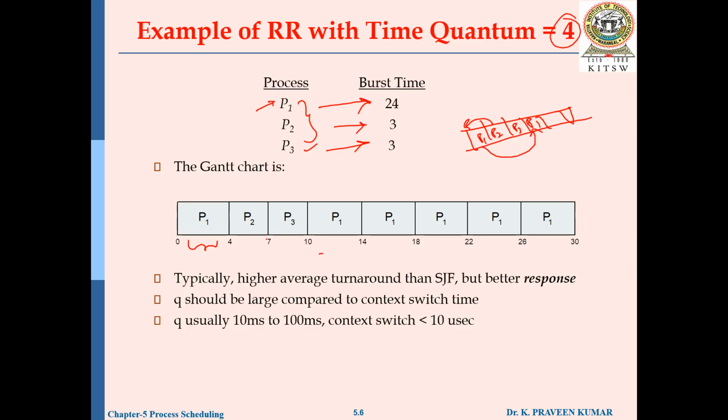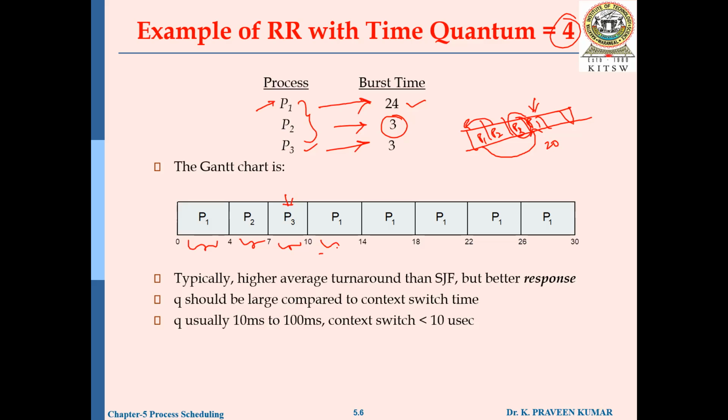Then process 2 will be completed. Process 2 needs only 3 units of time, so it will complete its burst time. Then process 3 is in the ready queue, so process 3 will come to the CPU and complete its burst time. Then in the queue it is P1. P1 has already completed 4 units of time, so 20 units of time are remaining.